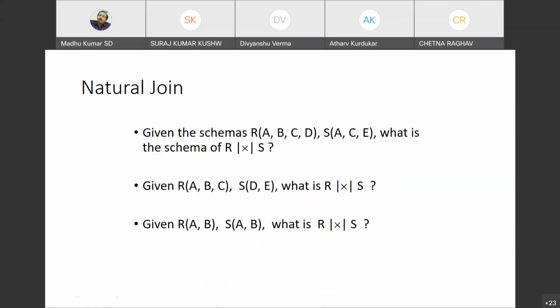Now read more about these natural joins and give answers for the last 2 questions. Look at the tables and answer the last 2 questions. Read carefully the first point.